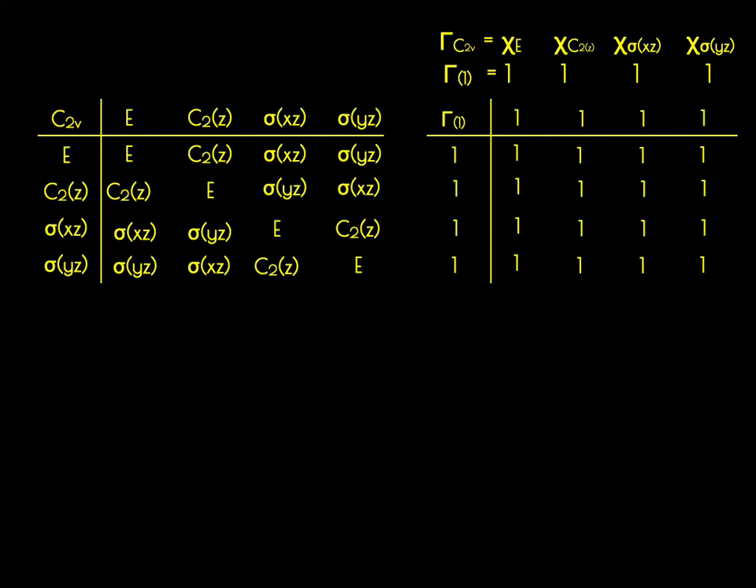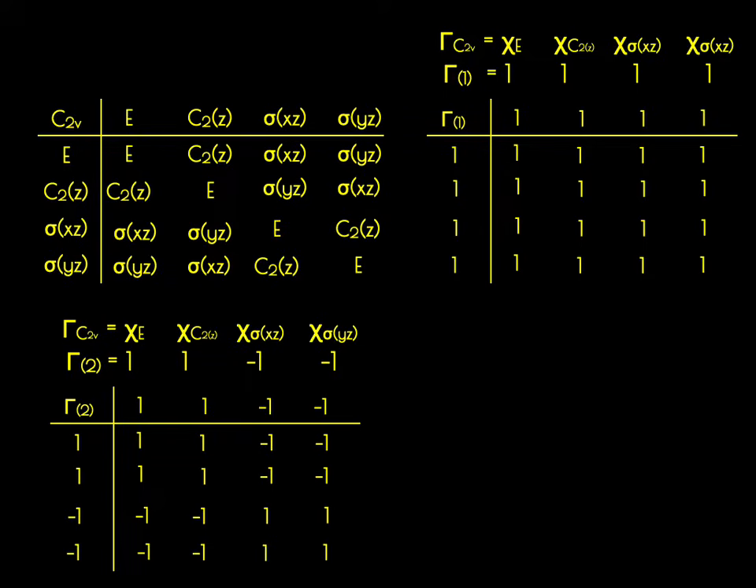Another valid representation of the C2V point group would be if we kept the character for E and C2 as 1 and the characters for the mirror planes as -1. We can go through, substitute those into the group multiplication table, multiply it through, and we find that it satisfies the group multiplication table.